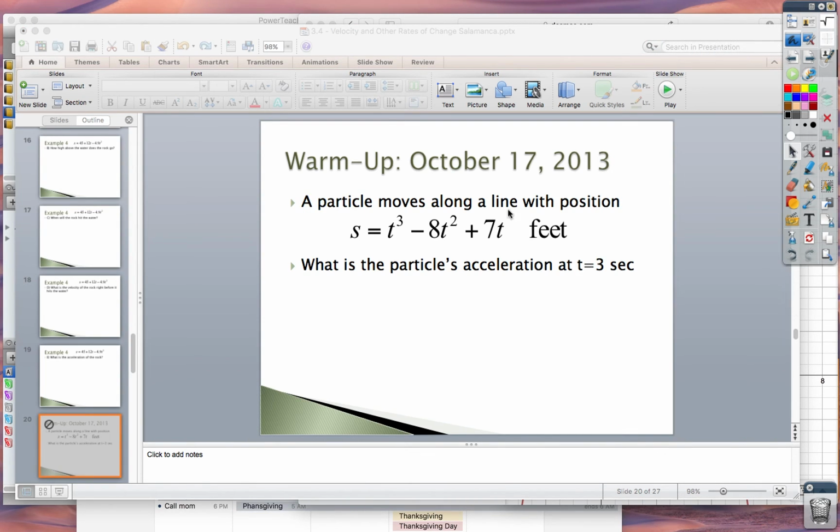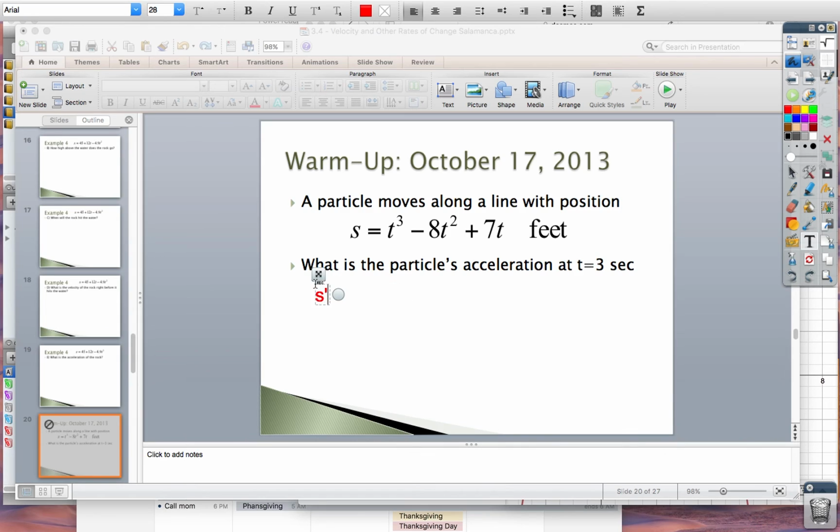So a little bit more practice. A particle moves along a line with position s equals, you can read the rest. What is the particle's acceleration? Again, acceleration is what they're asking for. So the first derivative, s prime, equals 3t squared minus 16t plus 7. S double prime equals 6t minus 16.